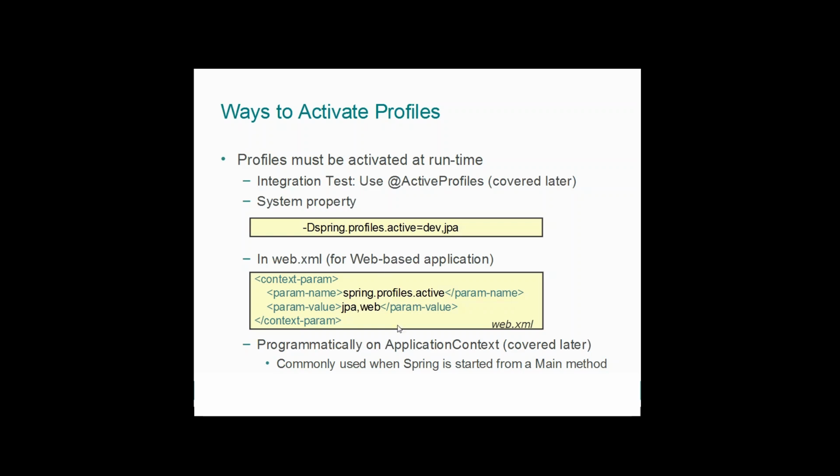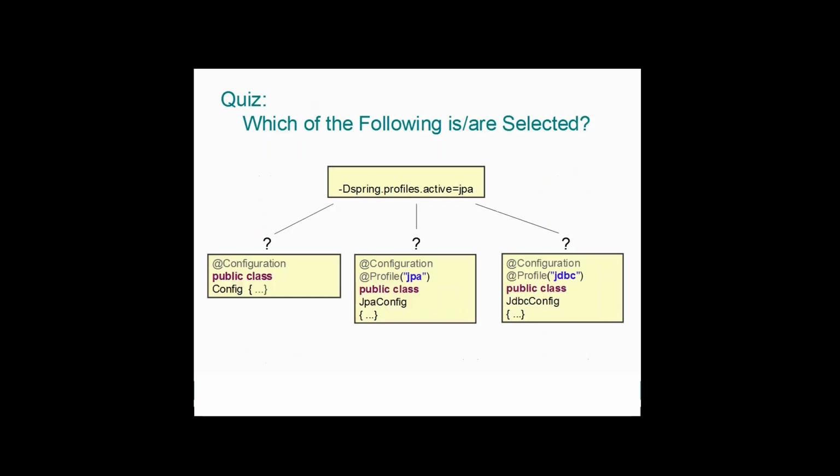Or if you want to do this programmatically, you can do that using the application context. You can create an application context with the default constructor, then set the active profile, and then load the configuration file to create it. We'll discuss that later. There are different ways you can activate the profiles. So let's say I have this class.